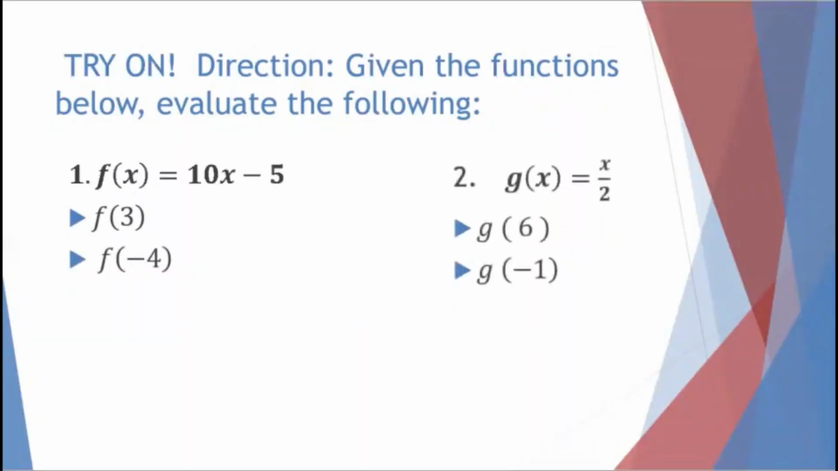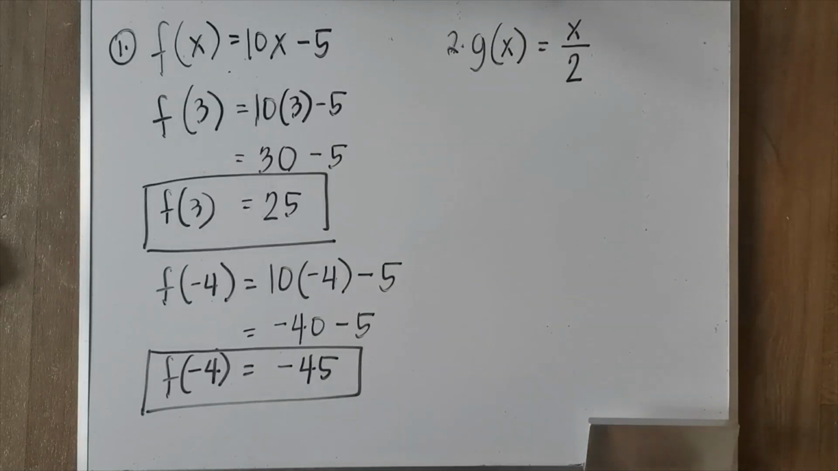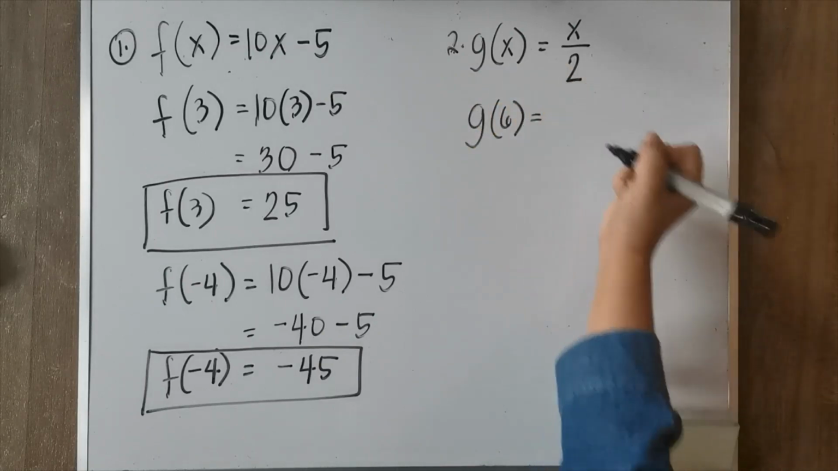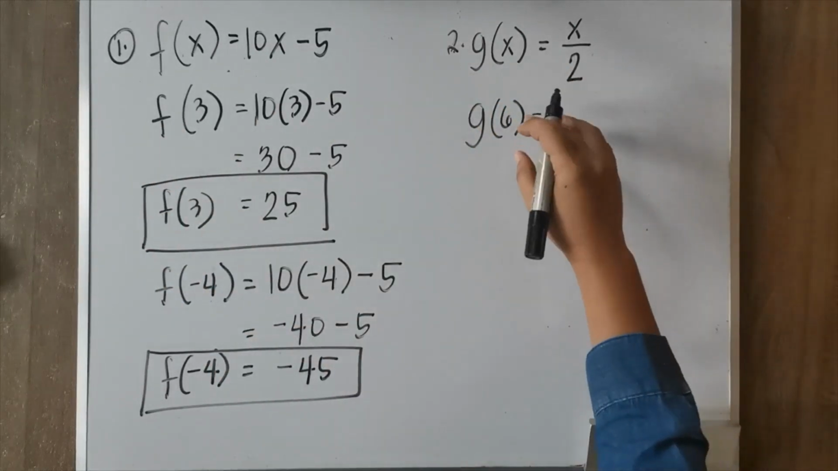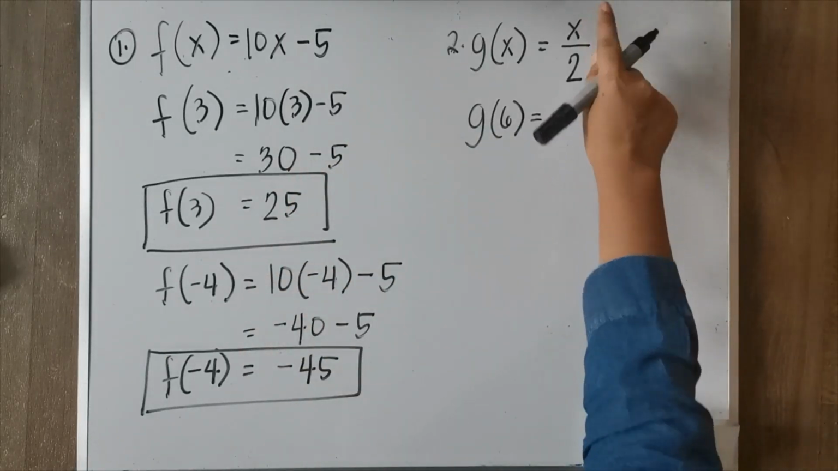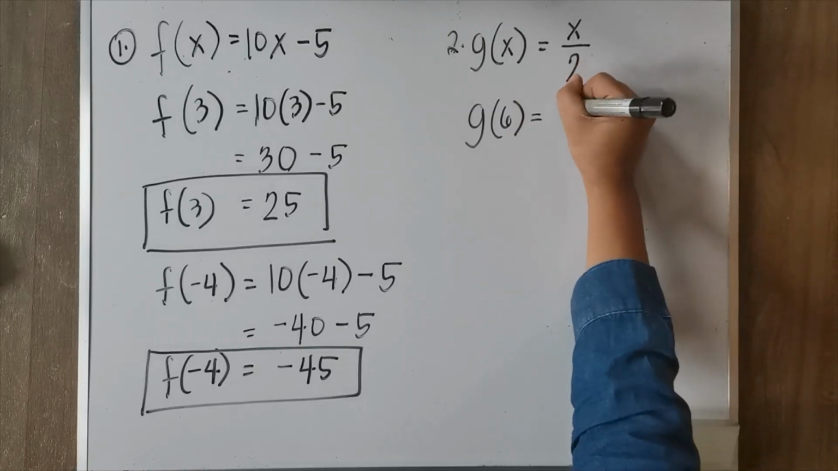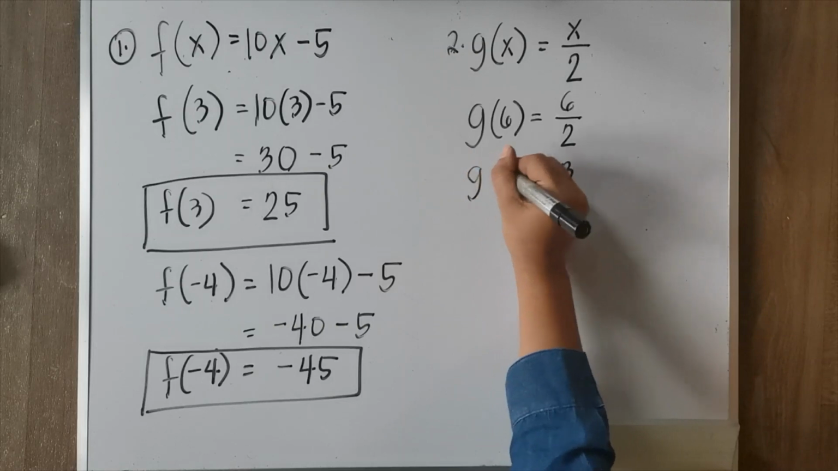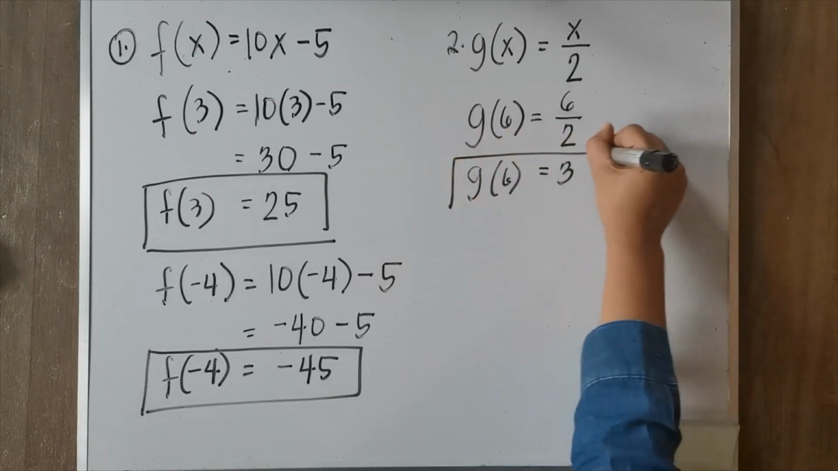Second example, we have g of x equals x over 2. Evaluate g of 6 and g of negative 1. Let us now evaluate this g of x equals x over 2. So let us now find g of 6. As what we did in the previous process, we will just simply copy our function here, but instead of writing x, we will replace this by this value. So 6 divided by 2 is 3. So our g of 6 is positive 3.